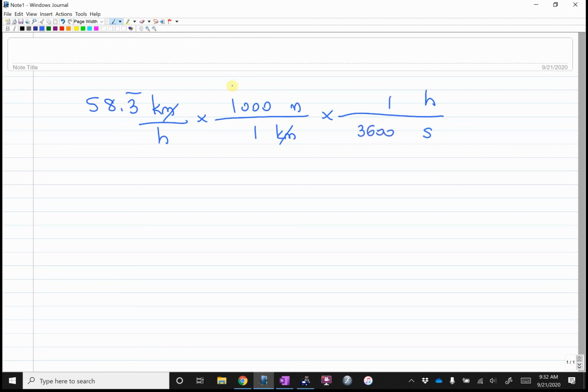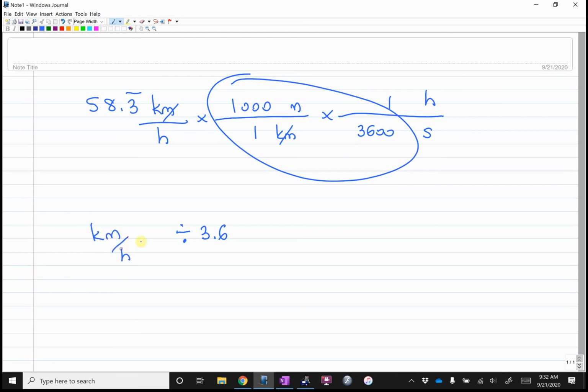So it seems to me when I'm going from meters per second to kilometers per hour, I times by 1,000 and divide by 3,600, or as a shortcut, I think I divide by 3.6. Now that's going from kilometers per hour to meters per second. What do you think I would do with that 3.6 if I wanted to go from meters per second to kilometers per hour?